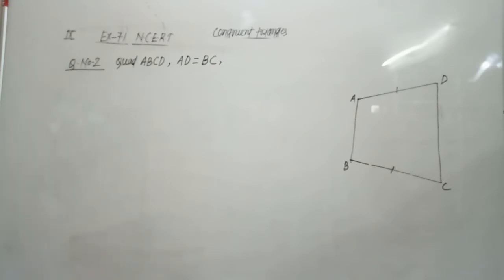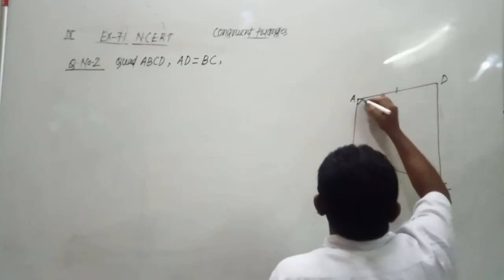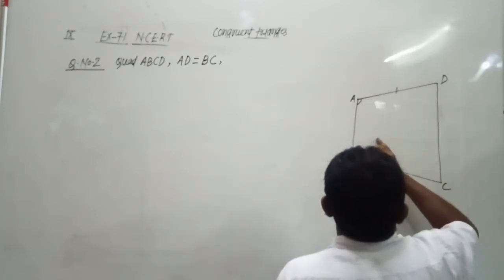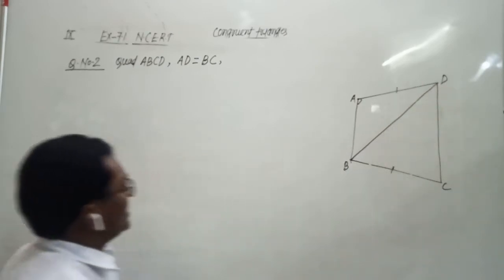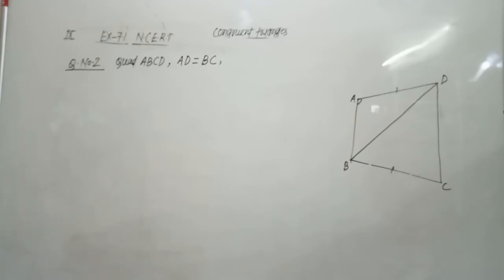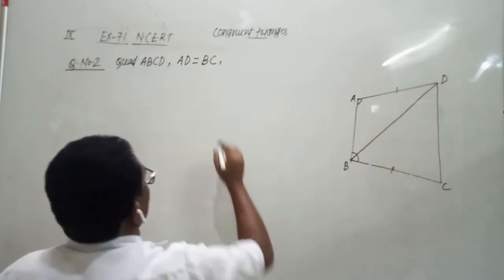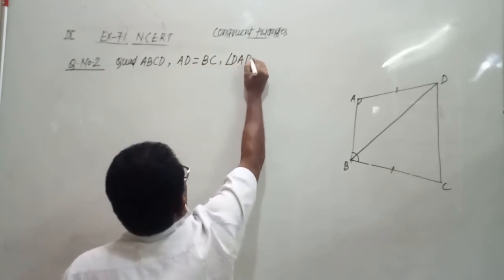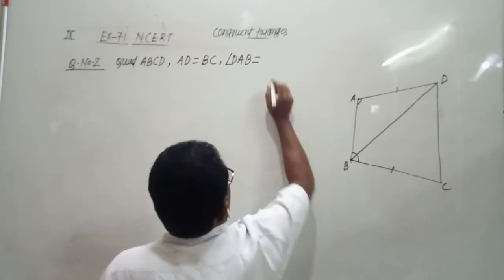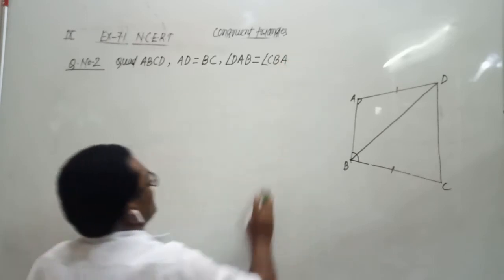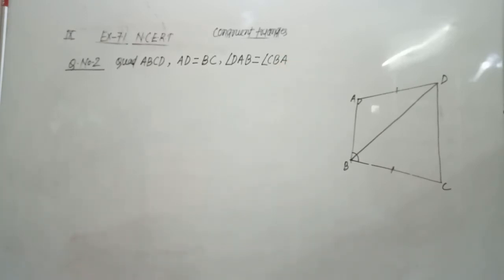And angle DAB equals angle CBA. This angle and this angle are equal. Angle DAB equals angle CBA.